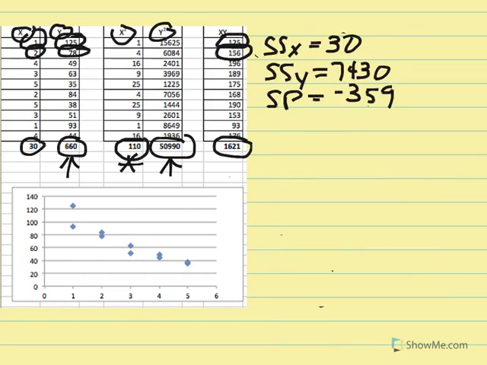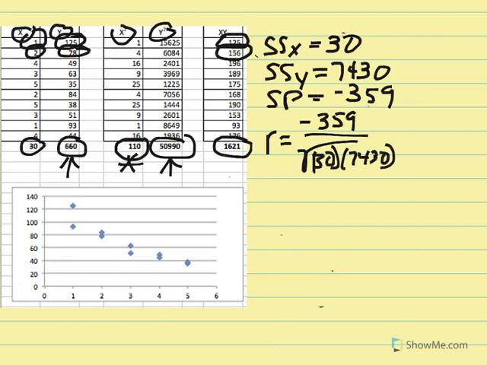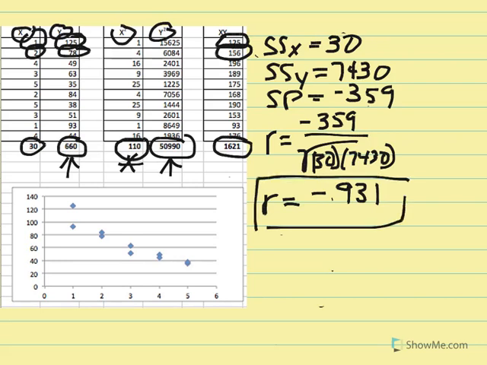All right, so since we ended up with the same SSX of 30 and SSY of 7,430 and SP of negative 359, our R value should not change. So again, we have negative 359 over the square root of 30 multiplied by 7,430. And we've calculated an R value equal to negative 0.931. So again, all of those statistics were equal using definitional and computational, which would obviously lead to the same R value. And at face value, we see that this is a very strong negative correlation.